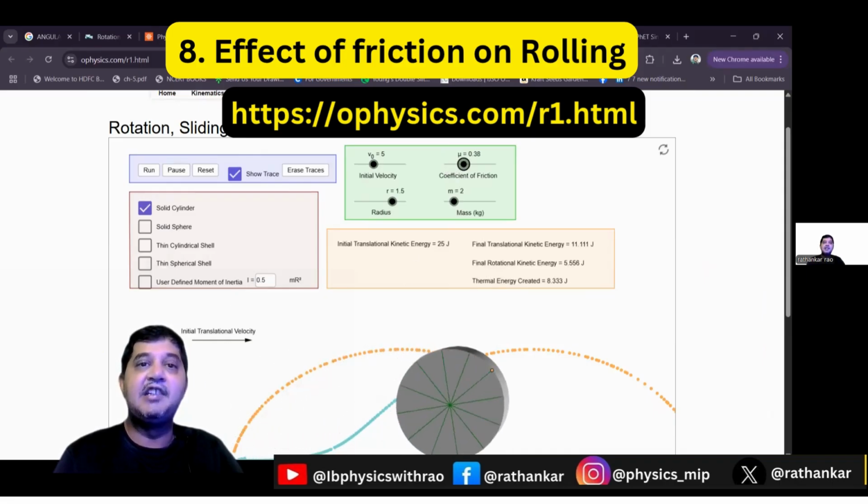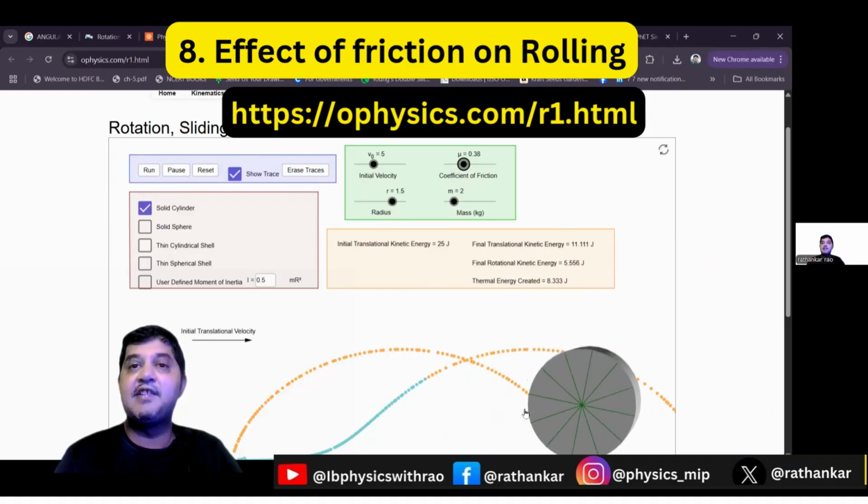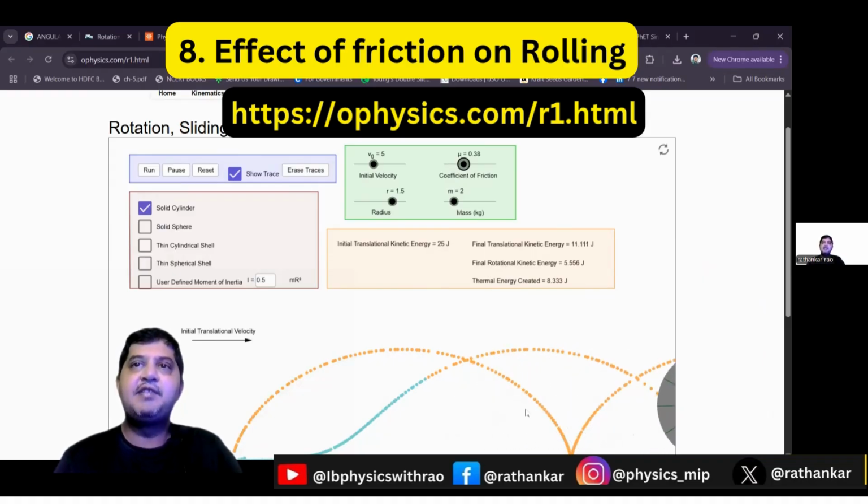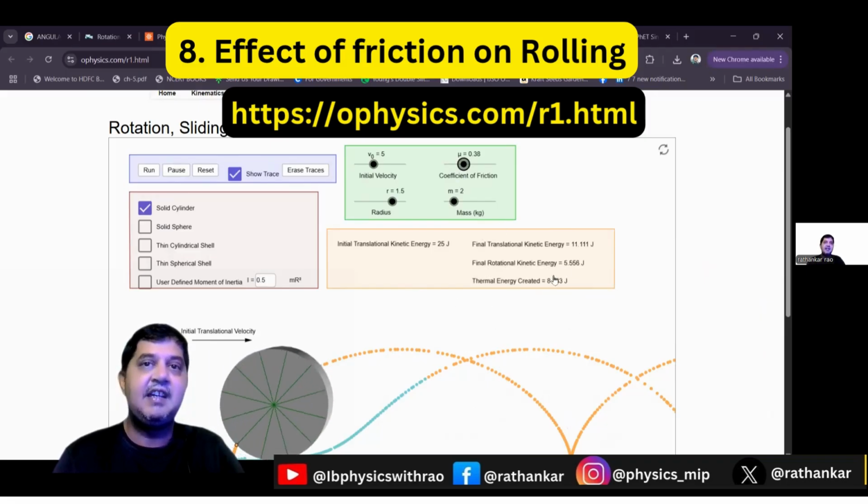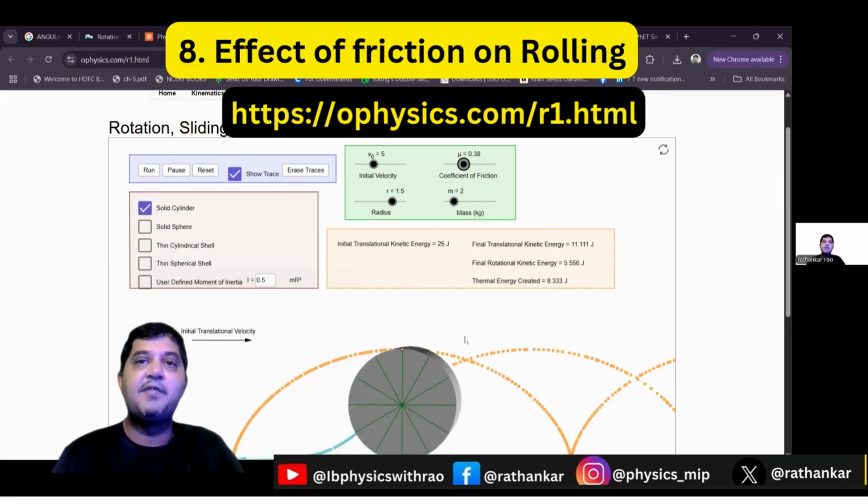That means at this point itself it started to move, right? It started to roll. Which means friction is very essential for an object to rotate. Without friction, it will only slide. Now, this value differs from one object to another. And you see, because of the friction, there's a loss in thermal energy also. There's a loss in energy which accounts for the thermal energy.